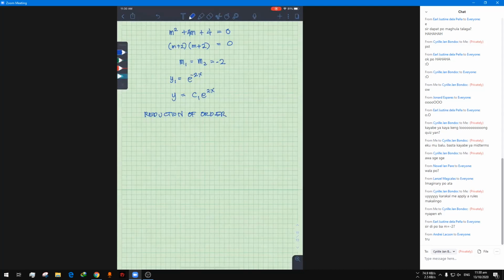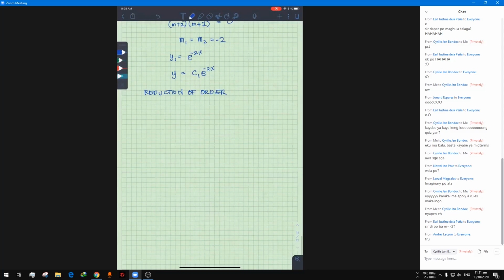So negative 2x, negative 2x. So reduction of order. Sa reduction of order, basta meron kang solution ng isa, pero alam mo na dalawa ang solution niya. Nakuha mo yung isa, so pwede kong kunin yung another solution. So using reduction of order, in this case, ganito yung kaso natin. Meron tayong isang nakuhang solution, pero kailangan ko pa yung another solution, para maging dalawa yung solution ko.